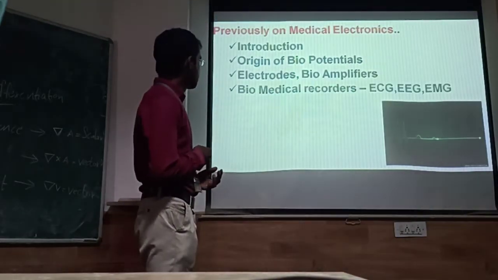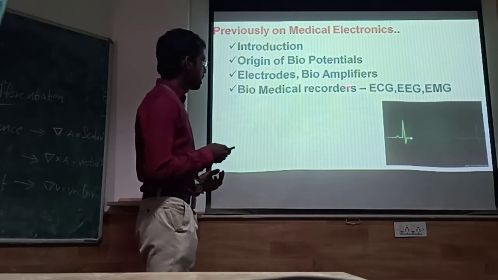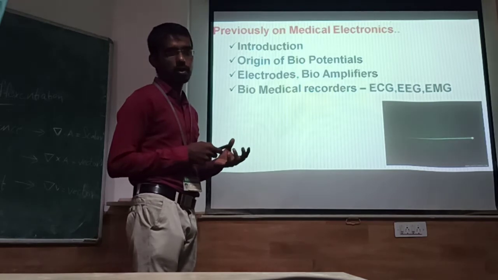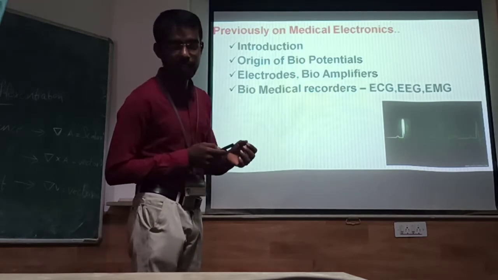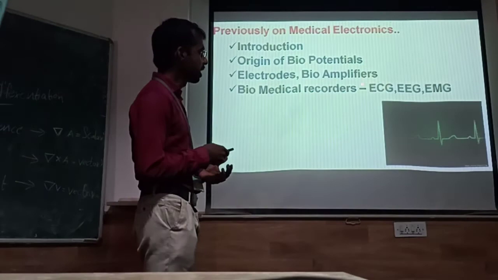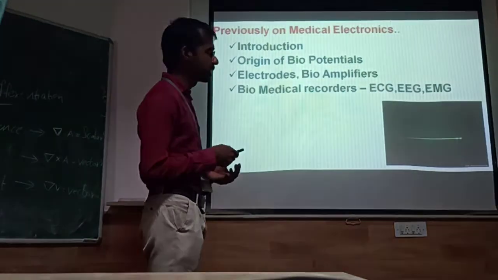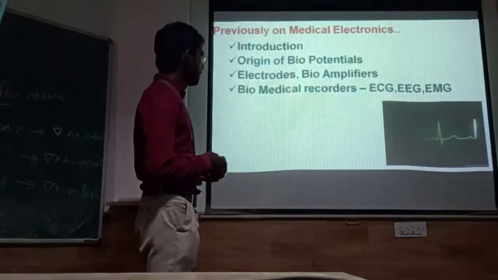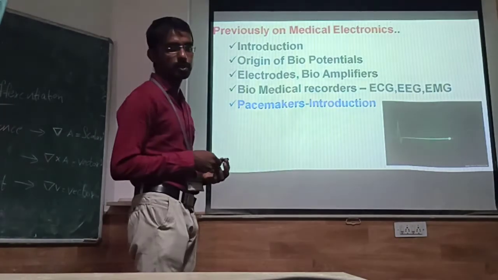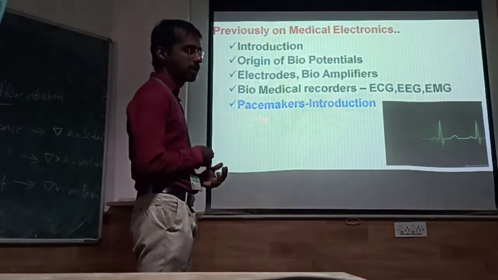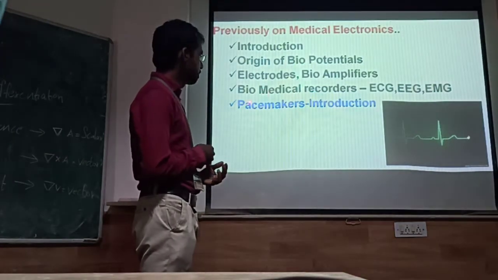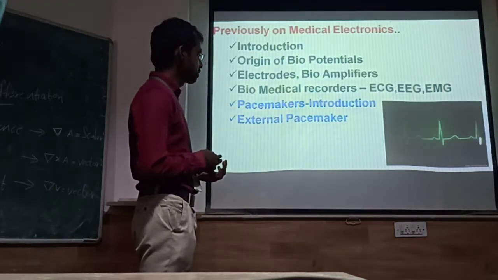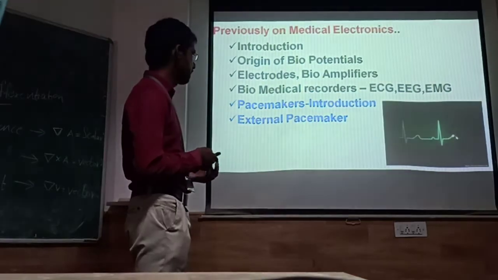After that we stepped into medical recorders, biomedical recorders. These are the equipments that record the electrical activity associated with the heart, that is ECG, with the brain, that is EEG, and with the muscles, that is EMG. We have seen all these topics in detail. Then we stepped into the second unit, which is assisting devices. The first one was pacemakers. We saw what pacemakers are, had an introduction, types of pacemakers, demand pacemakers and so on.